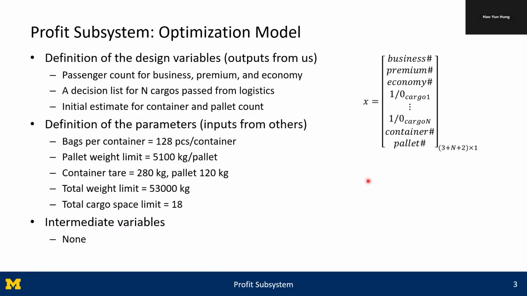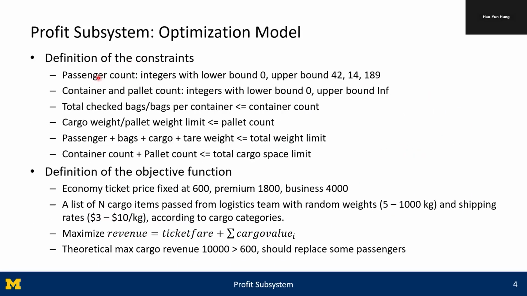For the profit subsystem, our job is to figure out the maximum profit given certain constraints, and finally give suggestions on the passenger count in each class and whether to take cargo or not, and also make initial guesses on container and pallet counts. For the definition of constraints, passenger count, container count, and pallet count should all be integers, and they have their respective upper and lower bounds. We have 4 constraints here.